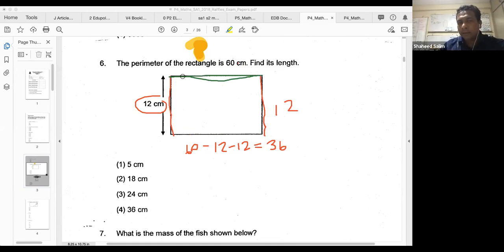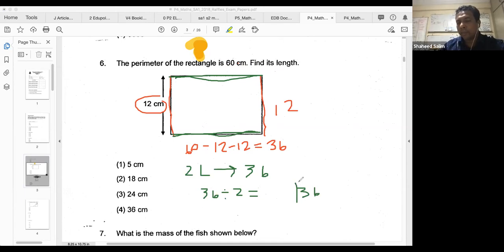You see there's 1 length, 2 lengths. This is length. 1 length, 2 lengths. So 2 lengths is 36. What is 1 length? Take 36, divide by 2. When you divide, you get 18.